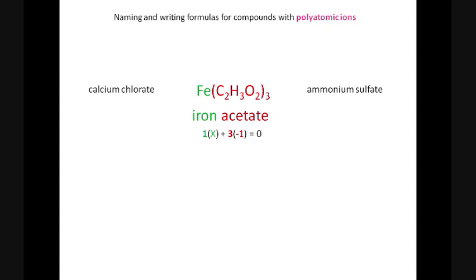We already know that acetate has a charge of negative 1, that's from the polyatomic ion list, and we can see in the original formula that iron has a subscript of 1 and acetate has a subscript of 3 from outside the parentheses. We solve for X, and we find X equal to 3. That means the charge on iron is positive 3. So we add a Roman numeral 3 to the middle of the name, iron(III) acetate.